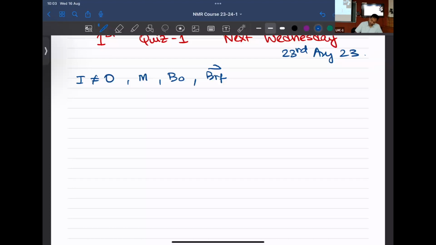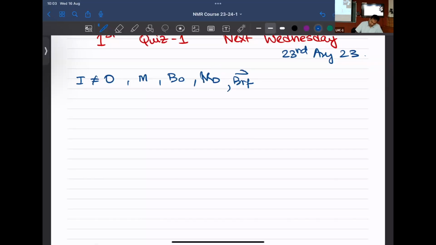Before you end up even assessing them, let me move this one step away. This results in a bulk magnetization along the B naught, which can be interrogated with an RF pulse. This is where we are. And what all terms did we define? Let's try to draw some of them.